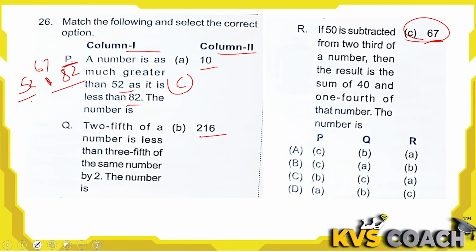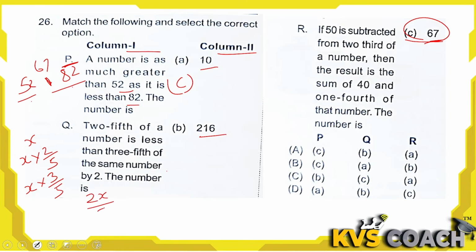Second, 2/5 of a number is less than 3/5 of the same number. Okay. 2/5 of the number, and this is less than the 3/5 of the same number. Let the number be x. तो 2/5 of the number, x का 2/5, is less than 3/5 of the same number, same number का 3/5. So what will be the number?